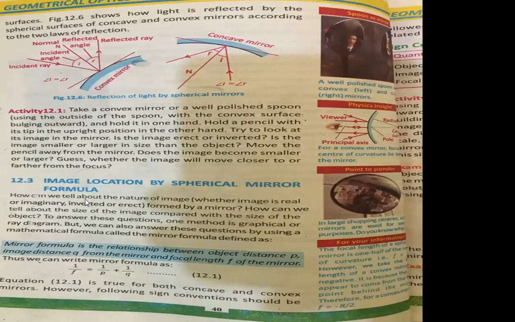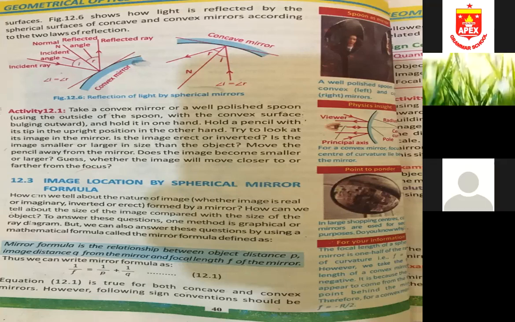Today's lecture will discuss topic 12.3, which is image location by spherical mirror formula. Today's topics are 12.3 and 12.4, but I will start with 12.3. The topic name is image location by spherical mirrors. I told you in the last lecture there are two types of spherical mirrors: one is the concave mirror and the other is the convex mirror.